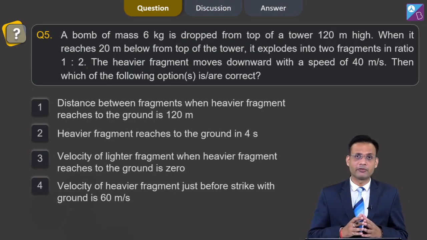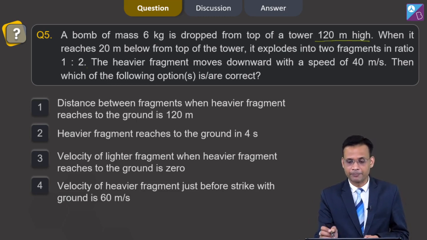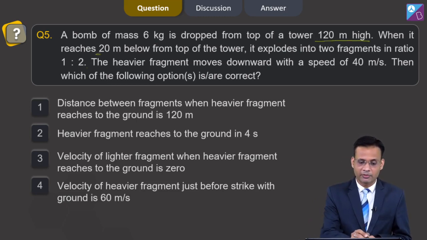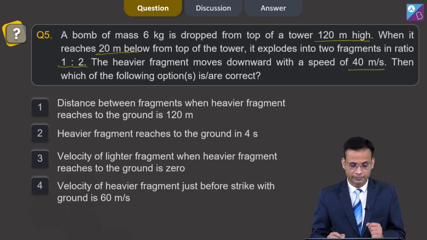It may have more than one option correct, and question 5 states that a bomb of mass 6 kg is dropped from top of a tower 120 meter high. When it reaches 20 meter below from top of the tower, it explodes into two fragments in ratio 1:2. The heavier fragment moves downward with a speed of 40 meter per second. Then which of the following options are correct?